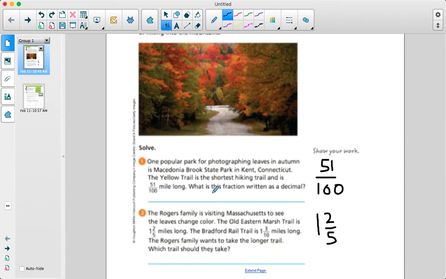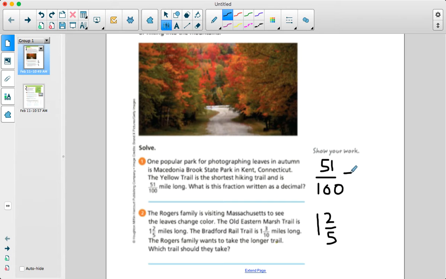It says one popular park for photographing leaves in autumn is Macedonia Brook State Park in Kent, Connecticut. The Yellow Trail is the shortest hiking trail and is 51/100th miles long. What is the fraction written as a decimal? So I've rewritten the problem here.